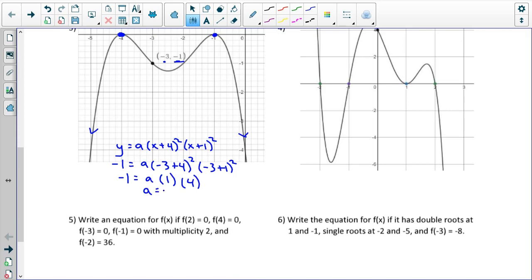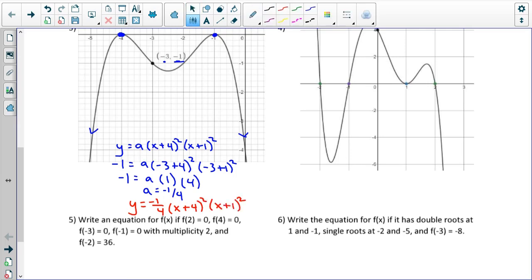So a equals -1/4. And that's good because that was what was supposed to happen. I was supposed to get a negative value for a. So y equals -1/4 (x plus 4) squared times (x plus 1) squared.